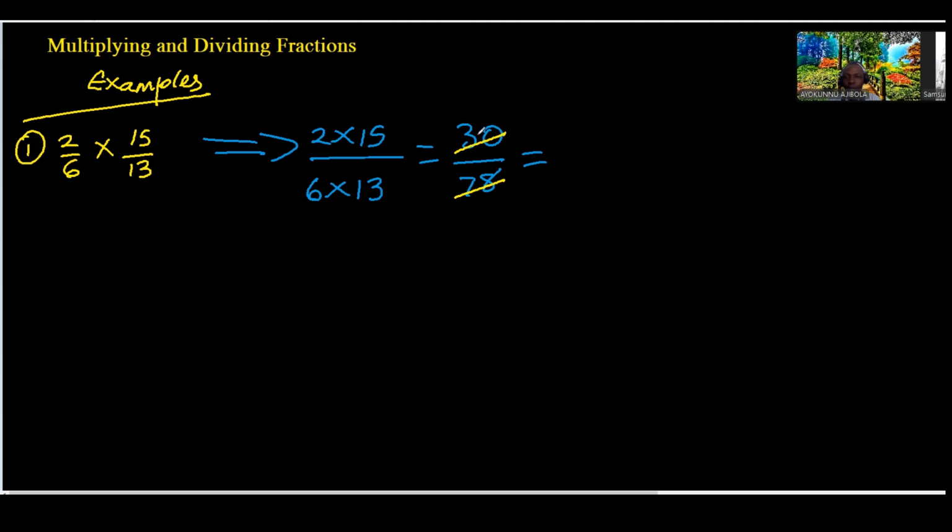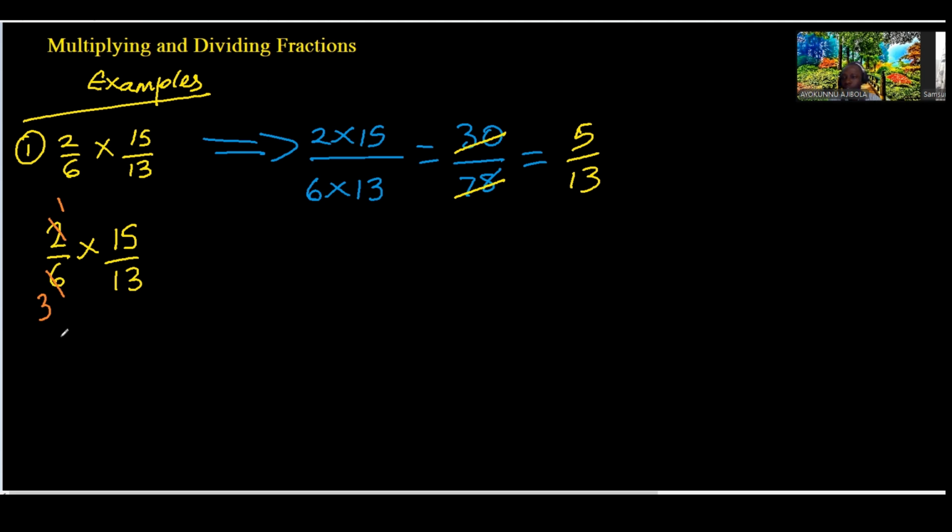Instead of doing that, why can't I look at what can divide them instantly, in my 2 over 6 times 15 over 13? Can 2 divide 6? Yes, 2 can divide 6, okay? How many 2 is in 2? 1. How many 2 is in 6? 3. Is that clear?